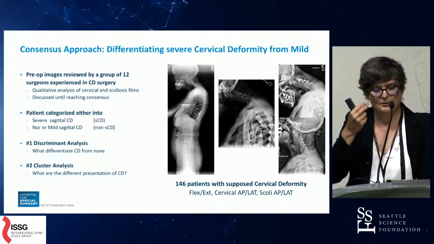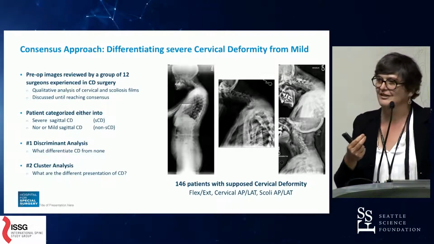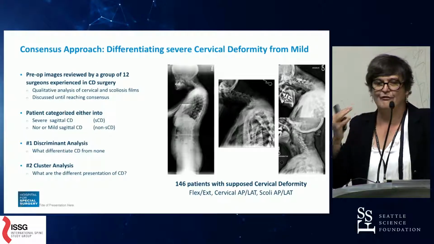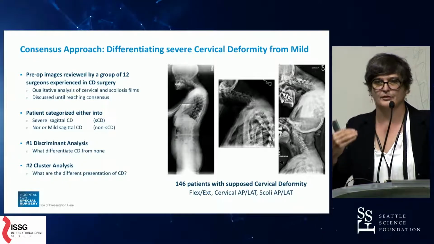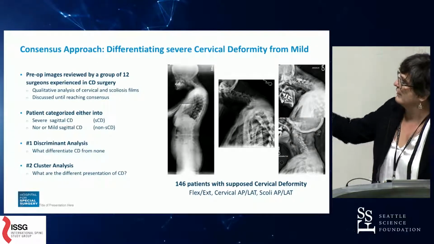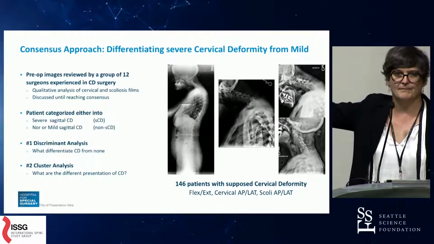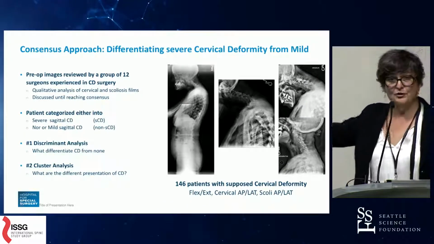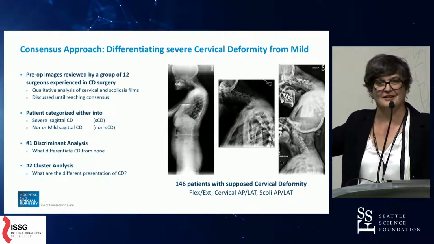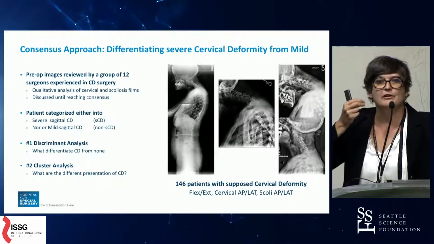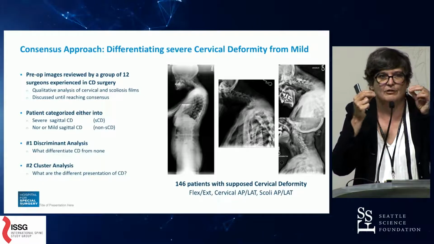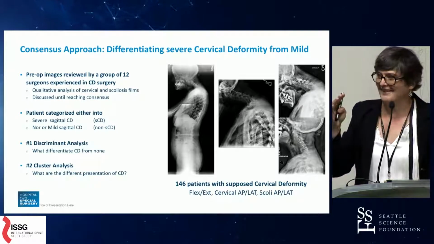Because we were not at the point of having very defined criteria, but you as a surgeon, when you see a film, you're like, well, that's a deformity. But if I do the measurement, maybe it doesn't fit the criteria. Because think about the focal deformity. Sometimes you see the cervical spine and it's a total mess.